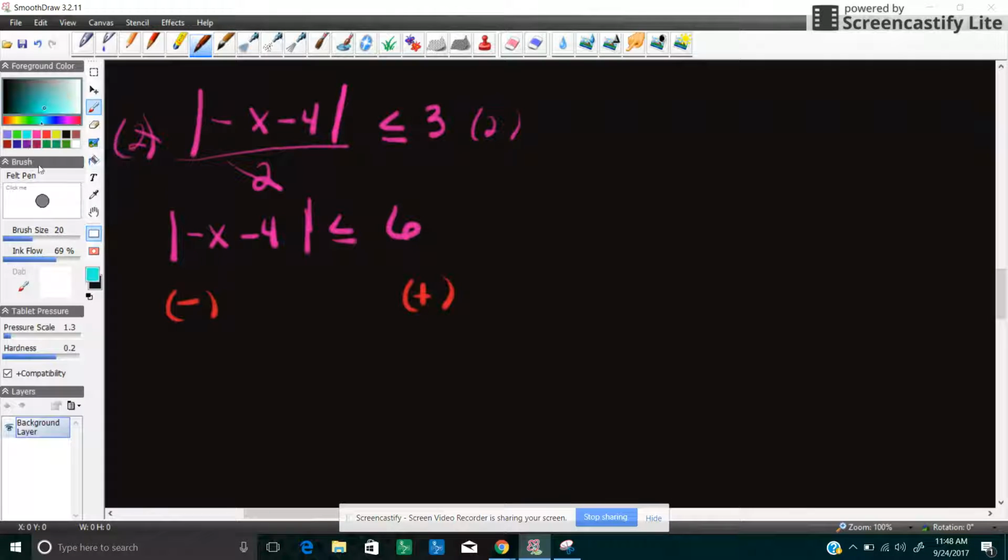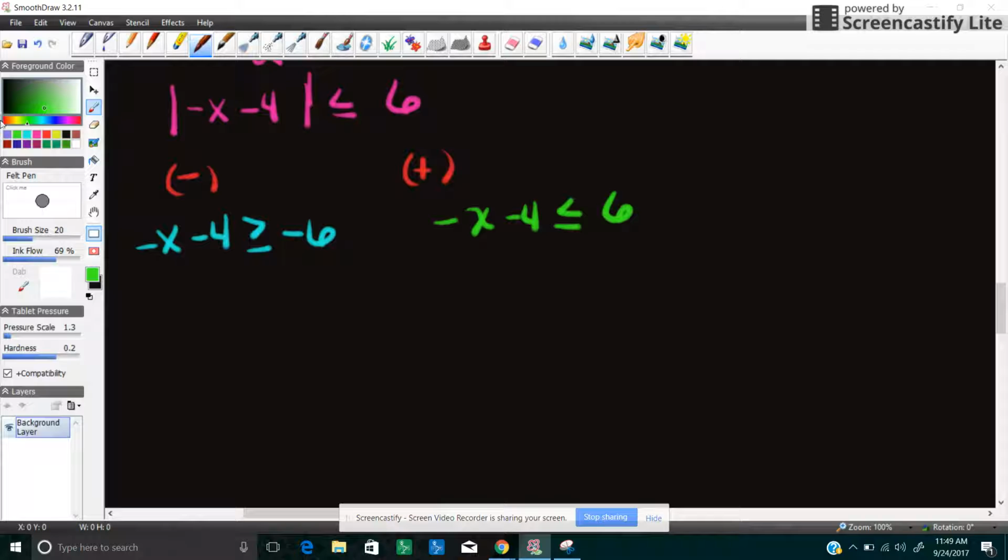So negative would look like this. Negative x minus 4 is greater than or equal to negative 6. And the positive one is negative x minus 4 is less than or equal to positive 6. So I'm going to solve both of these. I add 4 to both sides. Negative x is greater than or equal to negative 6 plus 4, which is negative 2. I divide by negative 1. Remember, there's an imaginary 1 here. And I get that x is going to be something, positive 2.